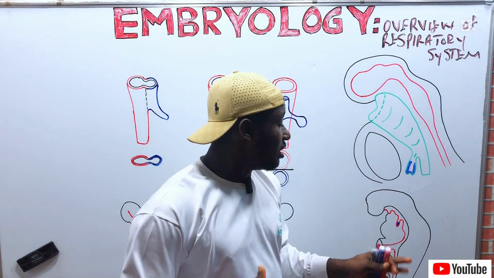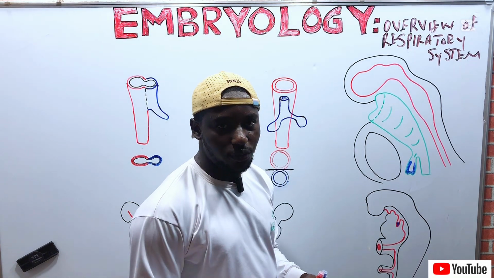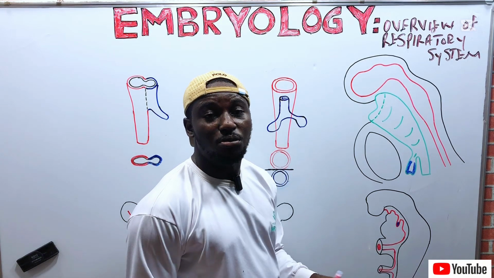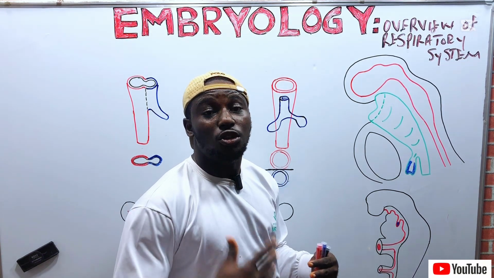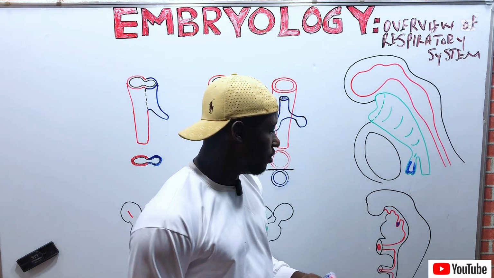This diagram here also is a 25-day-old embryo, right? Showing the relationship between the laryngotrachea, the diverticulum, and the stomach, right?